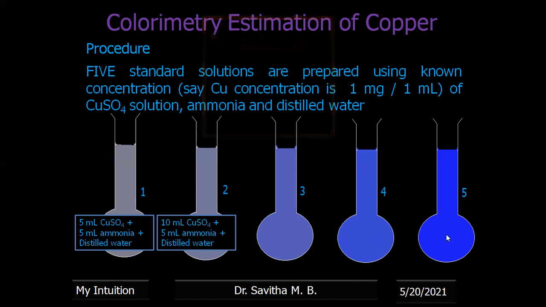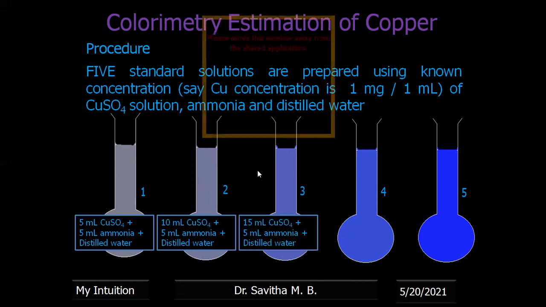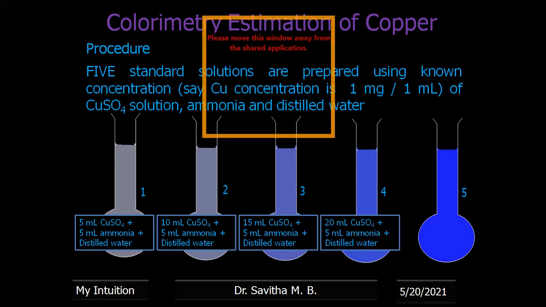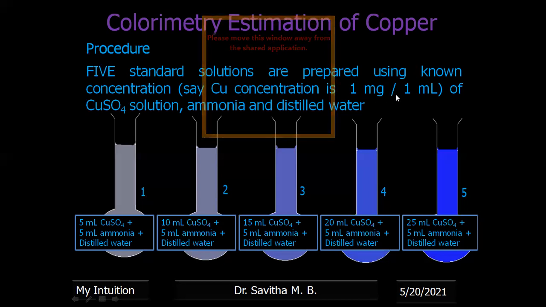ammonia you add to all the flasks, and then you make it up to the mark with distilled water. Similarly, in the third one you take 15 ml copper sulfate, in the fourth 20, and in the fifth 25 ml. Now it is not compulsory that you should take 5, 10, 15, 20, 25, but you should take a solution of known concentration. The stock solution, maybe you can prepare by taking 1 mg per ml concentration.